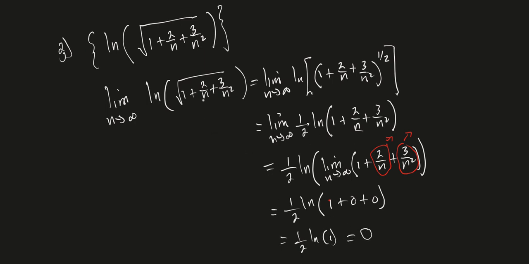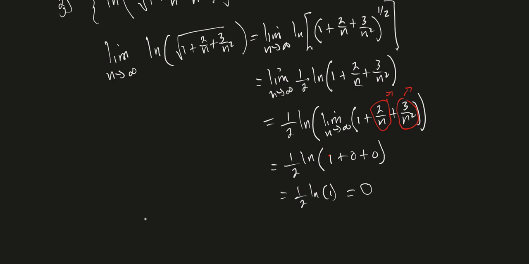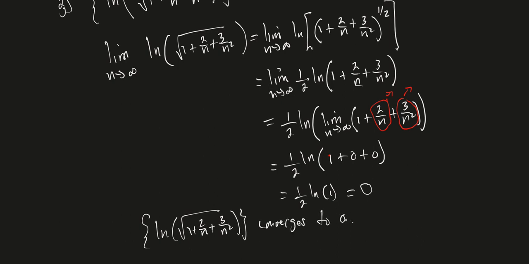So as n gets very, very large, the terms of this sequence approach 0. Again, you'll never get it to be equal to 0. The terms will just get very, very close, right? So our sequence converges to 0.